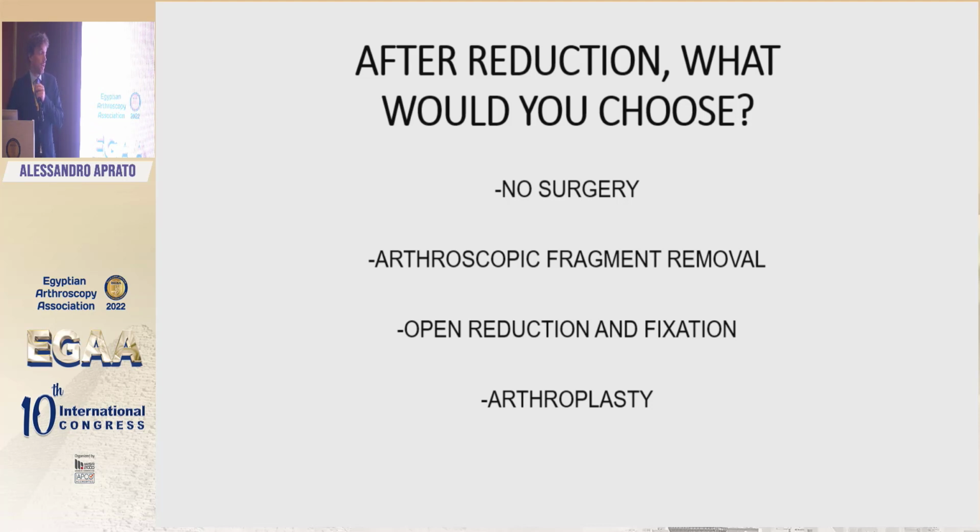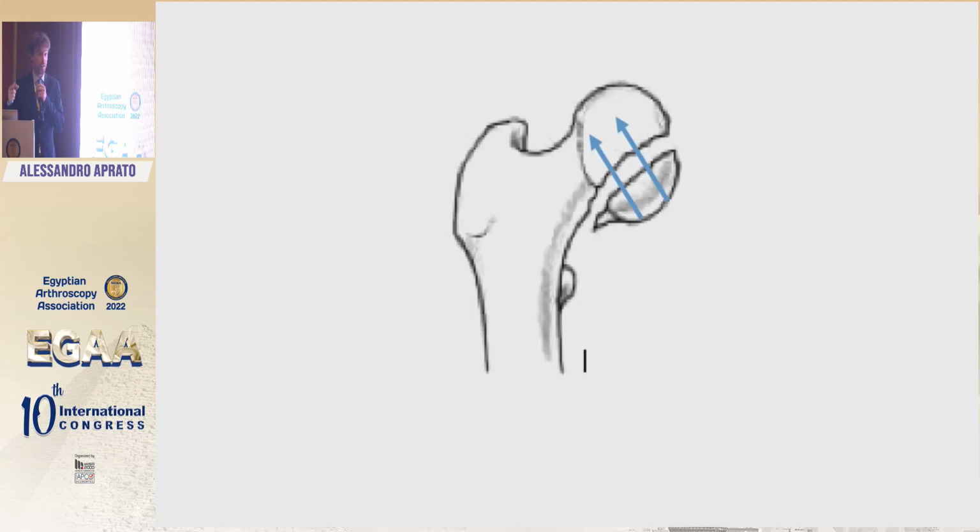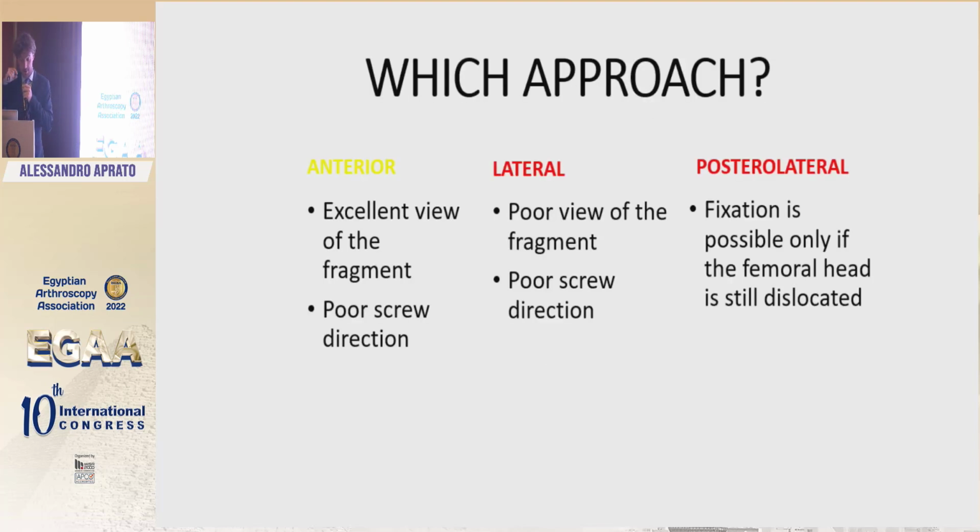Probably, if it is a young guy, most of you will choose to fix that big fragment, to avoid any loose fragment inside the joint, and you want to have it well fixed and well reduced inside the head. But doing this is not so easy. If you use a posterolateral or lateral approach, you can't achieve what you want to achieve. You can use an anterior approach, but the screw direction will not be perfect. So you have some problem with every approach.